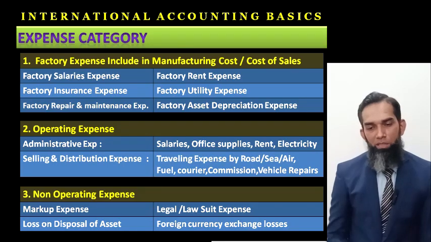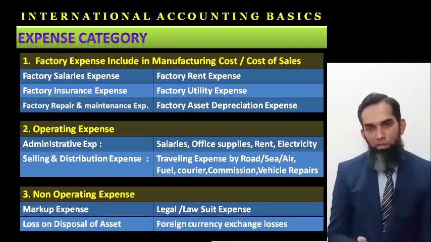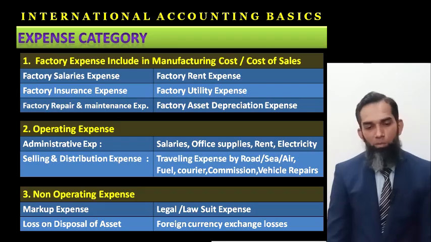If we talk about the administrative expense, salaries, office supplies, rent and electricity are covered in the administrative expenses, while the selling and distribution, the sales expenses, are called selling expense. Whatever amount has been spent to make the sales, like traveling expense by road, by sea, by air, courier expenses, commission expenses to acquire the sales, as well as vehicle repairs. All these are covered under the operating expense.